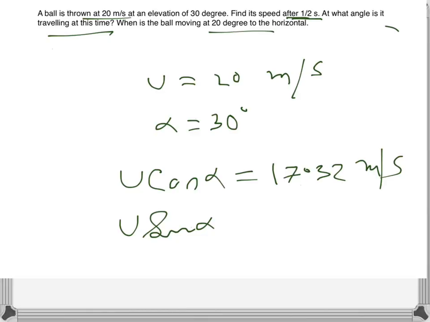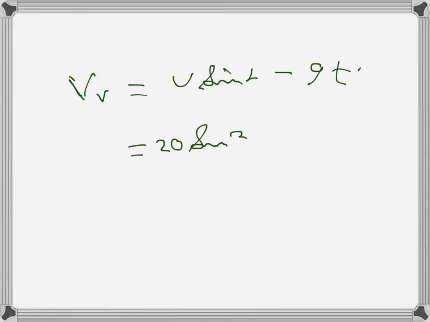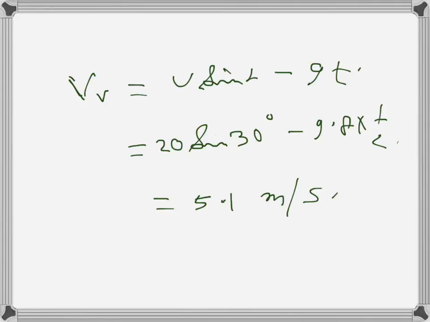So when we want to find the velocity after half a second, we need to find the vertical component of the velocity after half a second, and then we can find the total velocity. So the vertical component of the velocity, let's say vv, will be u sine alpha minus gt. So that is 20 sine 30 degrees minus 9.8 times half, that is 5.1 meters per second. So that's the vertical component of the velocity.